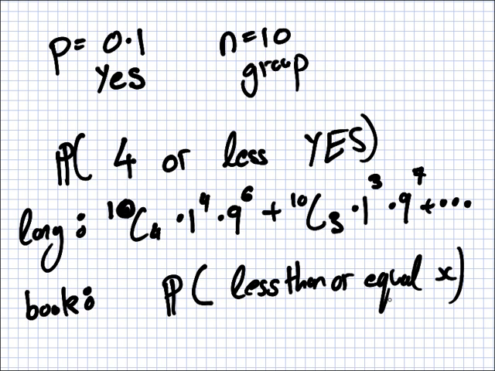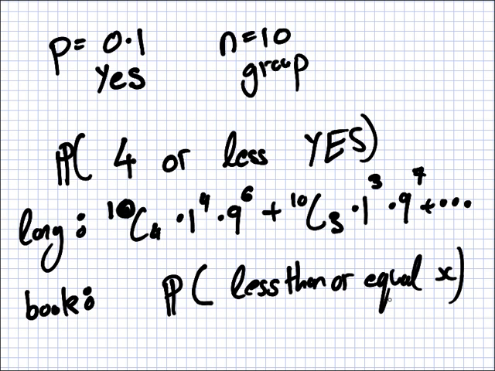So, for this example here, I want to be less than or equal to 4 successes. If you look at the tables, do you see at the top you have P? 0.05, 0.1, etc. These are different values of P you can choose. So for this problem, which value of P? 0.1. So we're looking in the second column.